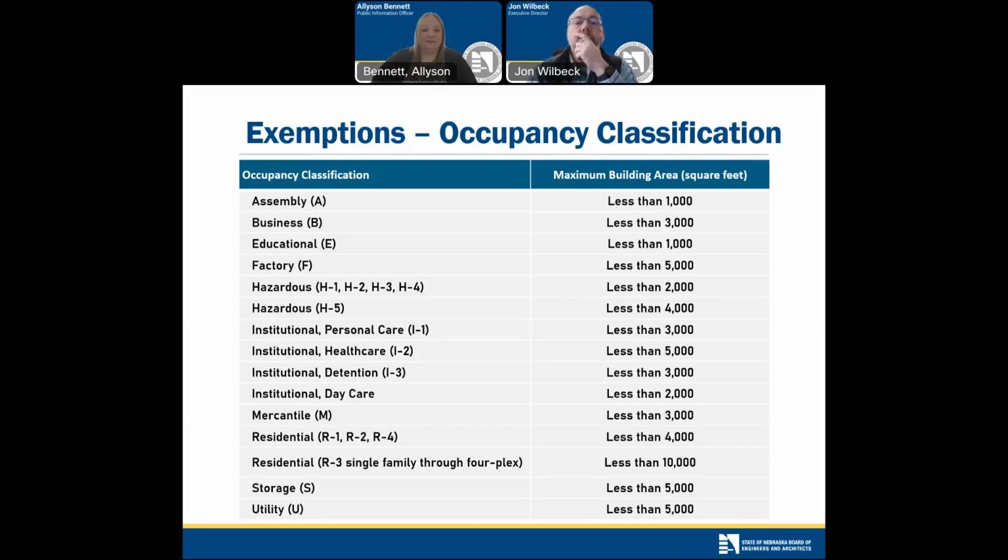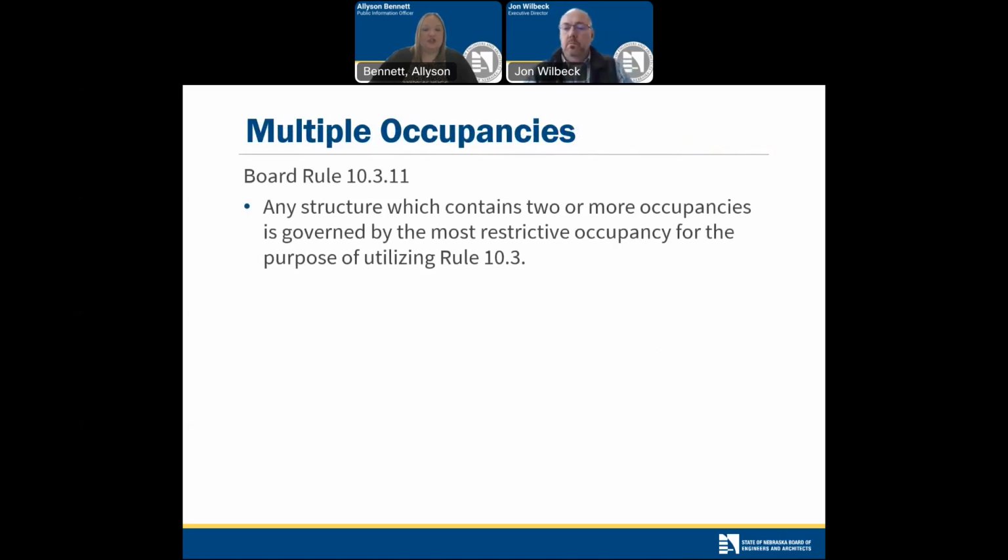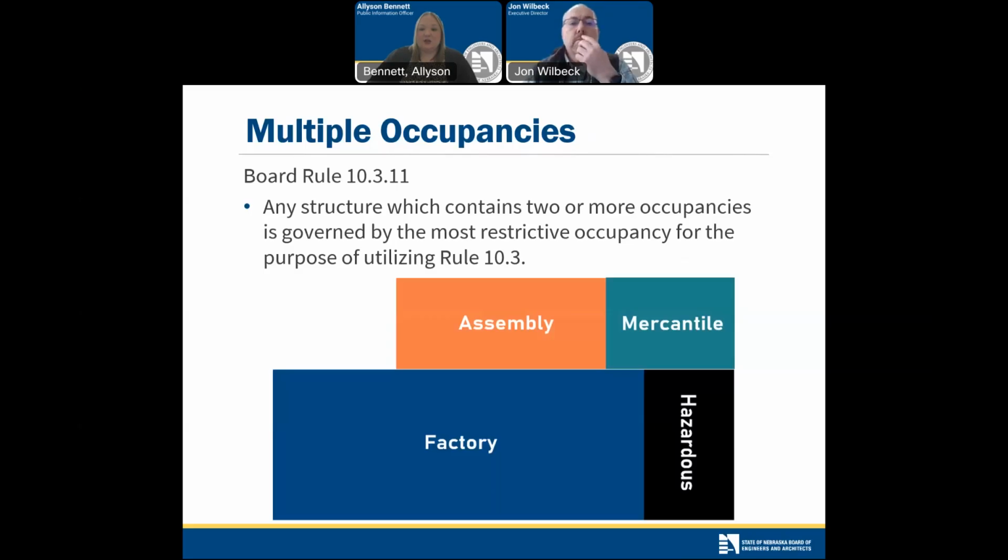So what if a structure has more than one occupancy? Many structures will have this. It's not uncommon. When looking at a structure that has multiple occupancies, it's going to be governed by the most restrictive occupancy for the purpose of utilizing that chart that we just showed, Board Rule 10.3. So here we have an example of a brew pub.